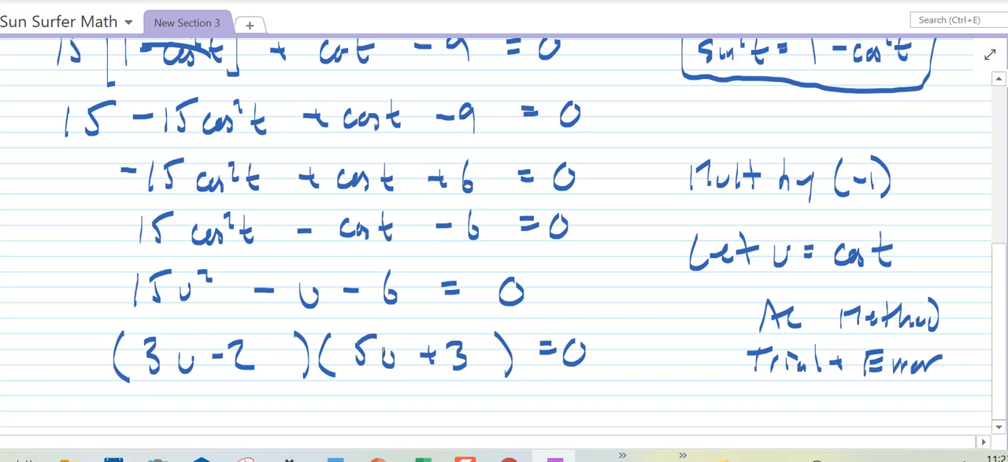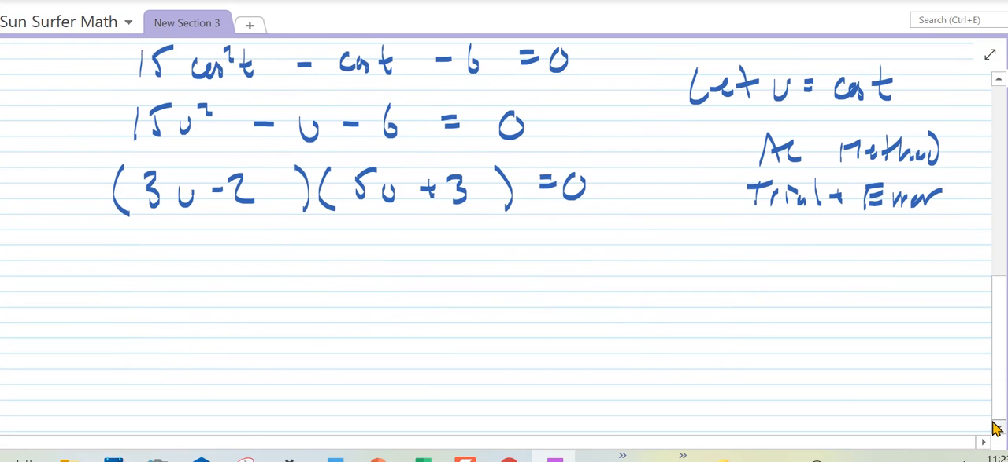3u times 5u is 15u squared. Negative 2 times 3 is negative 6. And then the inside term is the sum of the products of the inside and the outside. So we have negative 2 times 5 is a negative 10u. 3u times 3 is positive 9. Negative 10 and positive 9 is a negative 1u. So again, this is just factoring and checking it by foiling.